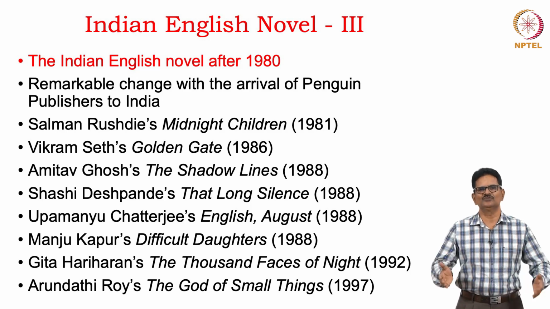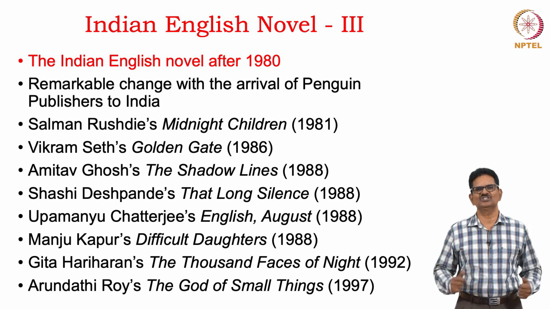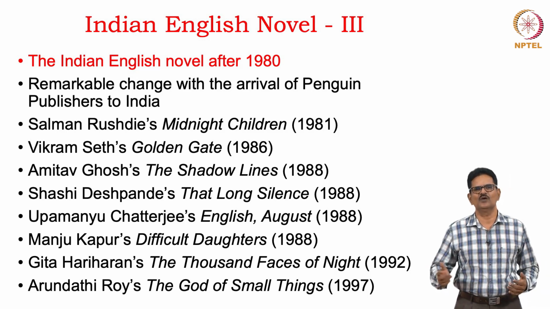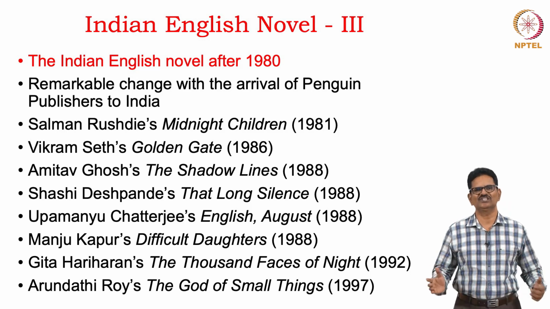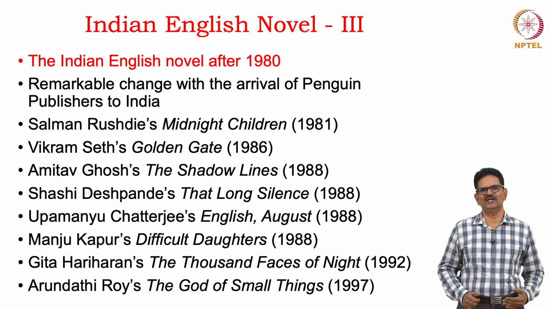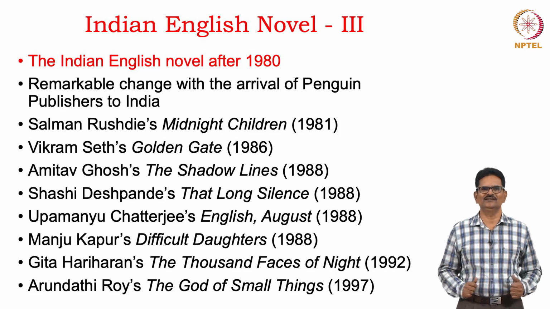Salman Rushdie is known for his novel Midnight's Children, Vikram Seth for his novel The Golden Gate, Amitav Ghosh for his novel The Shadow Lines, Shashi Deshpande for her novel That Long Silence. Upamanyu Chatterjee is known for his novel English, August.